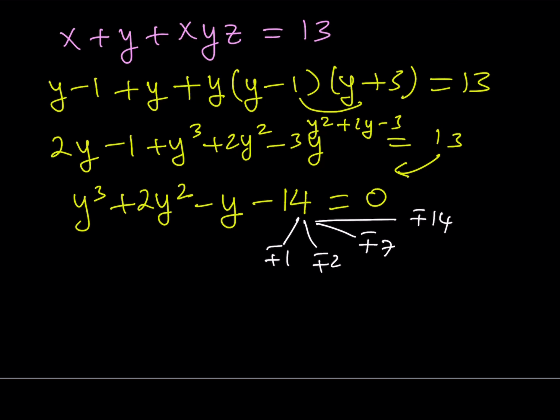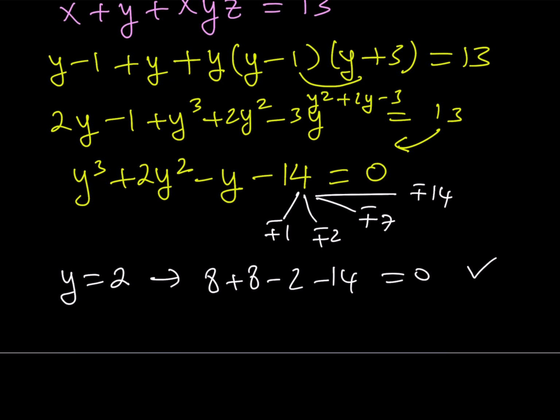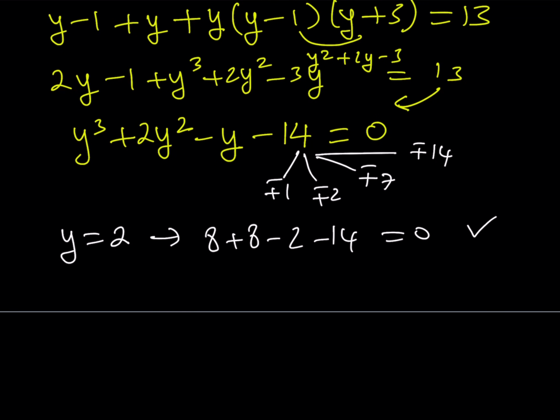And after doing all these things, you're going to find out that y equals 2 is a solution. We can easily show that because it's 8 plus 8 minus 2 minus 14, and that is equal to 0. Great. So y equals 2 is a solution. And by using our usual trick, now you can go ahead and divide y minus 2 into this.